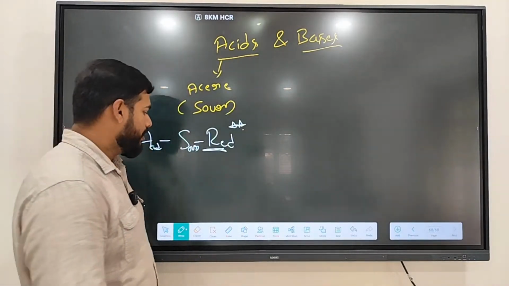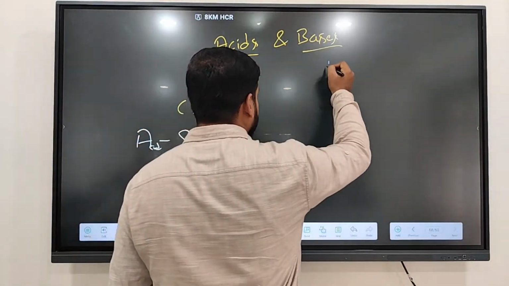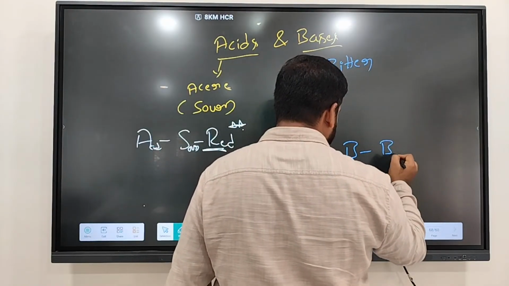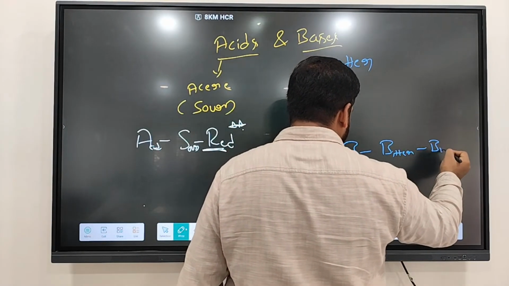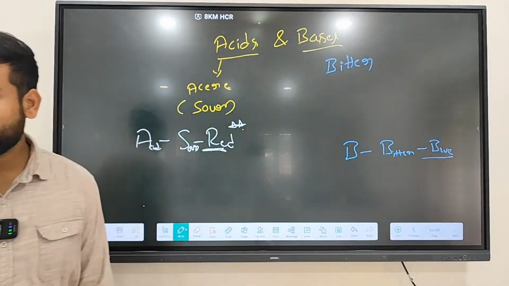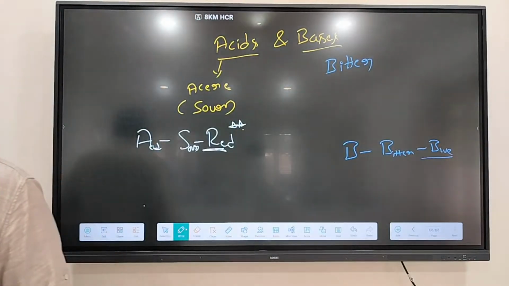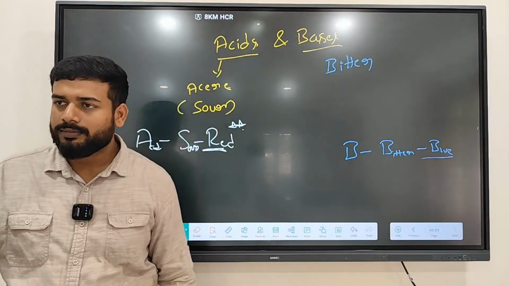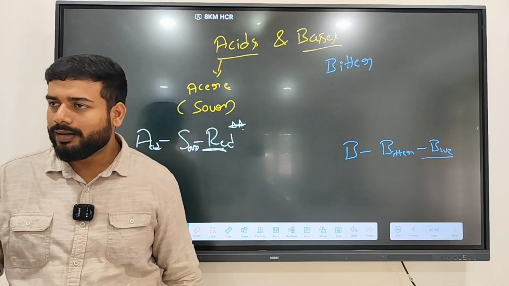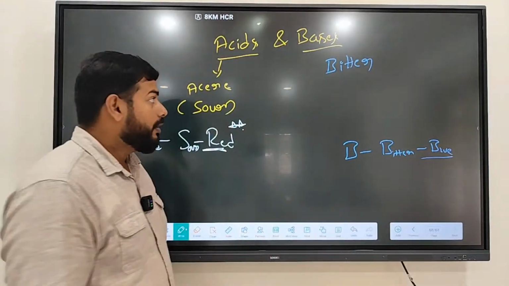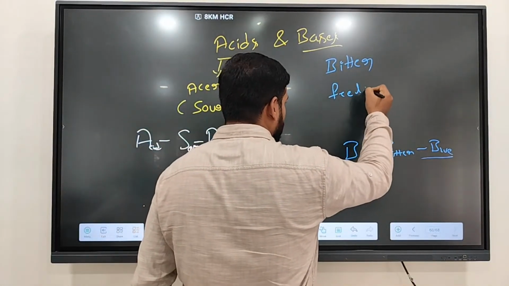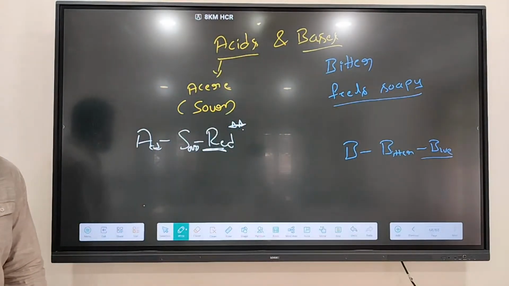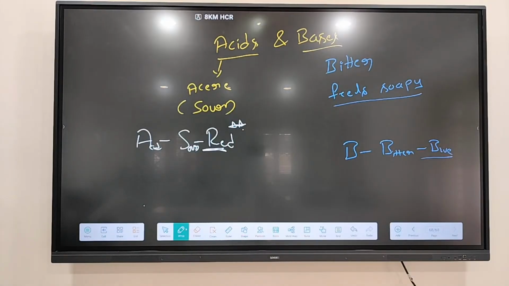Bases are bitter in taste. Bases turn litmus paper to blue color. If we touch a base, it feels soapy. When you touch soap, the slippery feel will be there, right? Bases feel soapy. It's bitter in taste, feels soapy. Base.